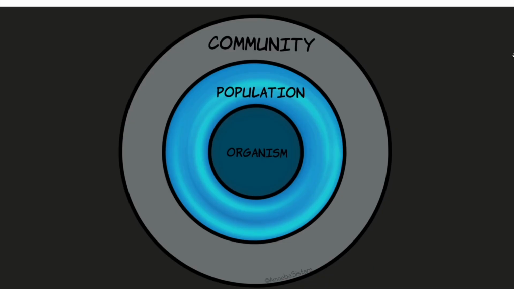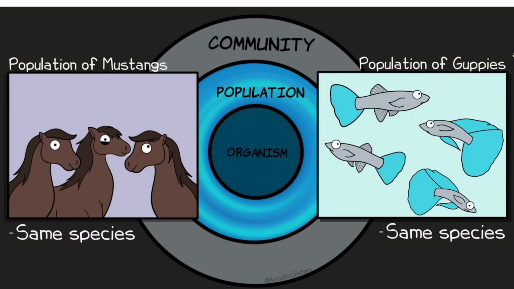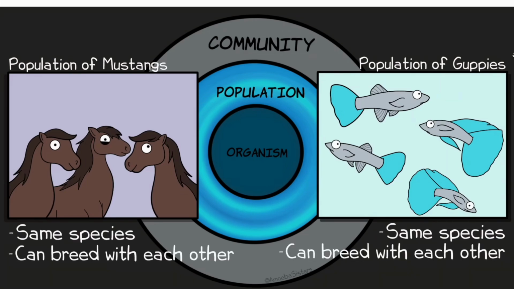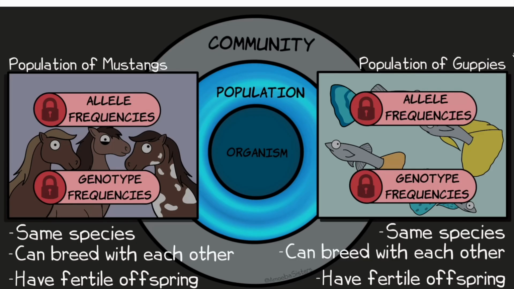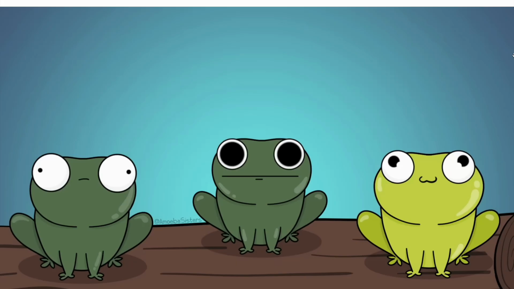A reminder from our ecology videos, a population in this case is a group of organisms that are all the same species and can breed with each other and have fertile offspring. However, there can be variety among a population as they are not clones of each other. But based on Hardy-Weinberg equilibrium, the population's allele and genotype frequencies would remain constant if no evolutionary force acts upon them.